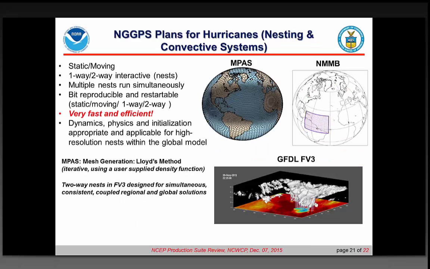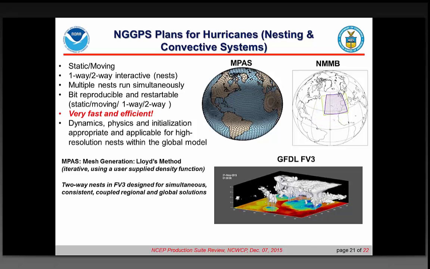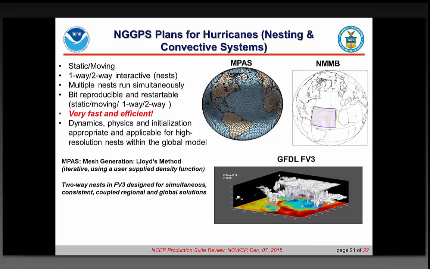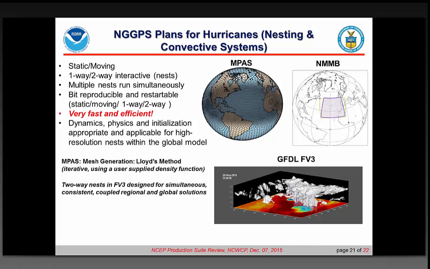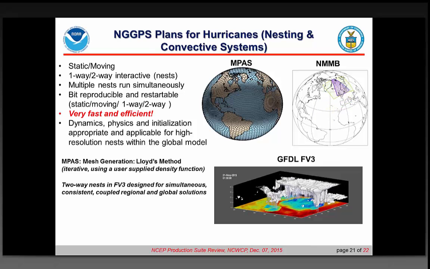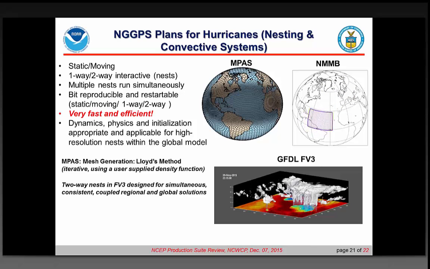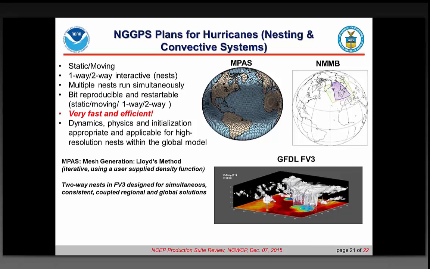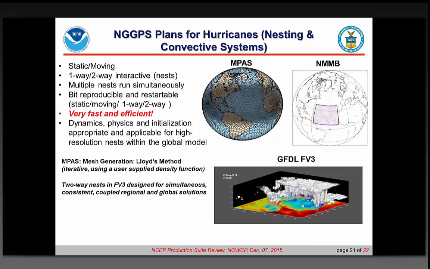The NGGPS, just one slide to show what the current existing capabilities are. MPAS has a static mesh refinement facility available. NMMB, we are developing a generalized nesting inside the NEMS that can be adapted either for MPAS or the FV3, which has its own two-way high-resolution nesting capability that was demonstrated as part of the dycore selection. And these conditions that we have mentioned here, like it has to be very fast and efficient in terms of its execution, all these will be shaping up the NGGPS activities in the next 5 years to eventually get global to local scale prediction for hurricanes.